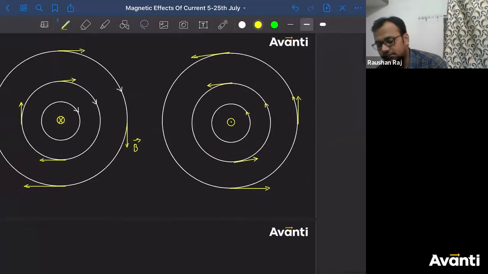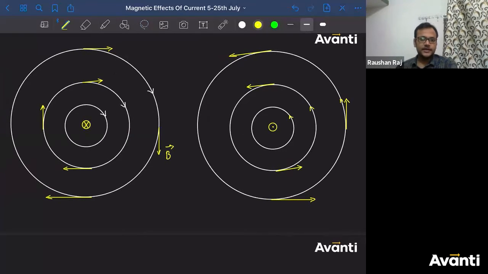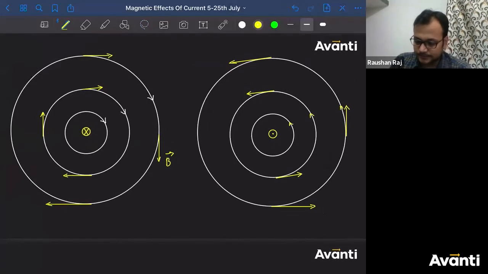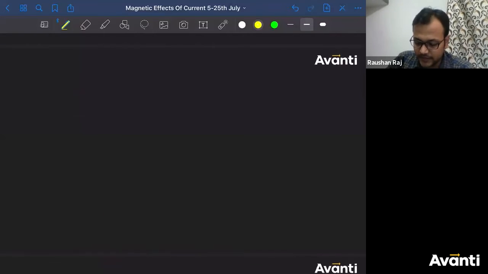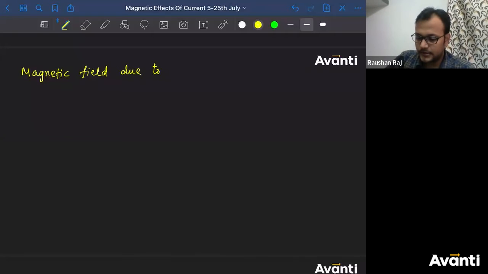So these are some sample directions of magnetic field lines due to a long current carrying wire. Very good. Now let us move on to the magnetic field due to a circular current carrying wire.